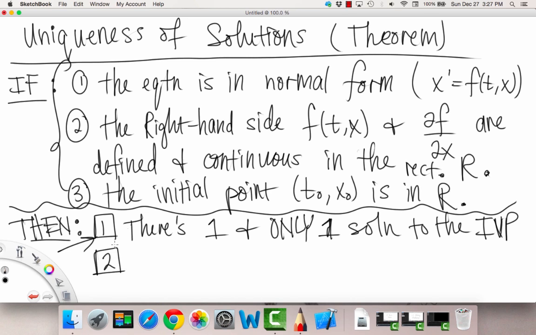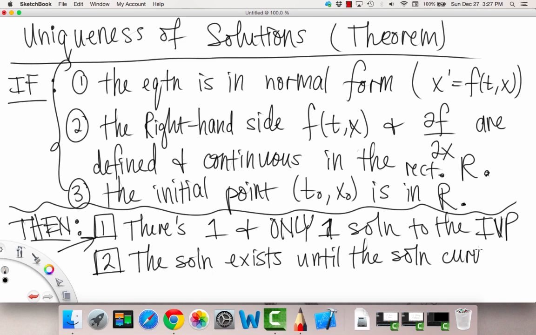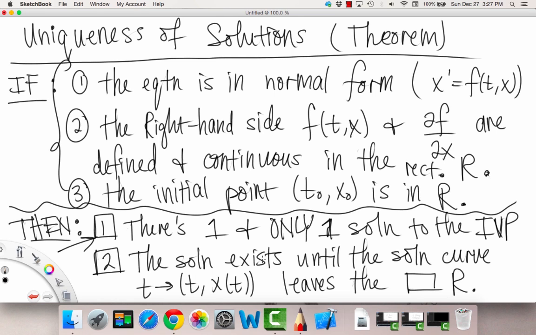Number 2 is a little less crucial, but this unique solution exists until the solution curve, denoted as t going to some point on the tx plane, leaves this rectangle. I'll draw a rectangle R here. Number 2 is a little more trivial, but number 1 is the main conclusion of our uniqueness theorem.